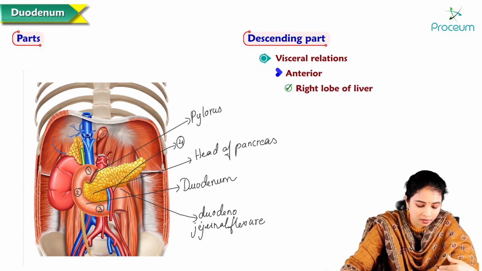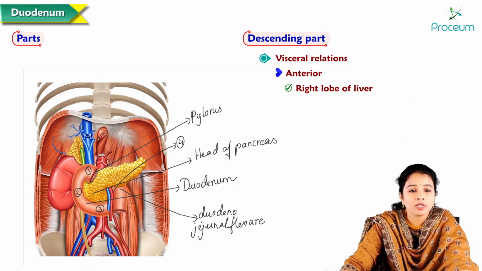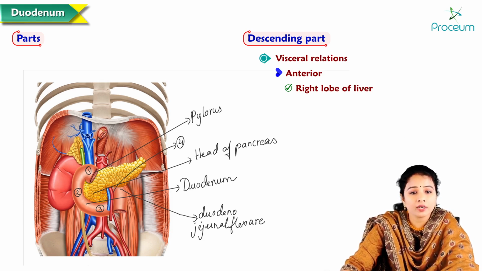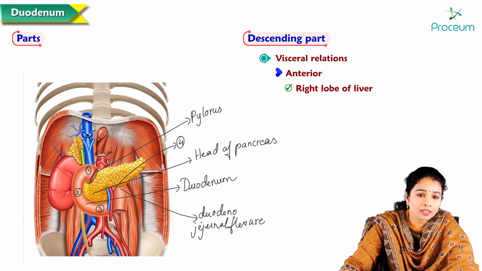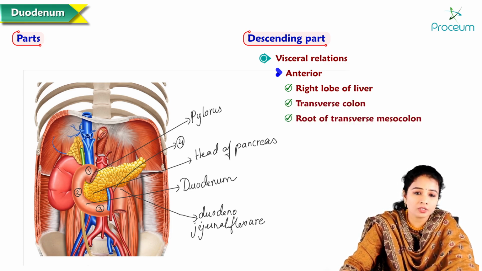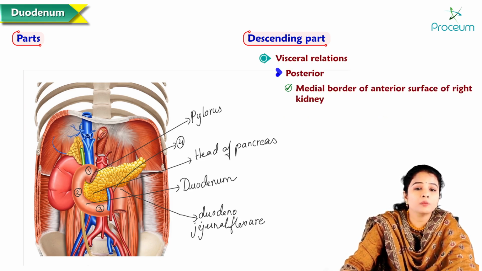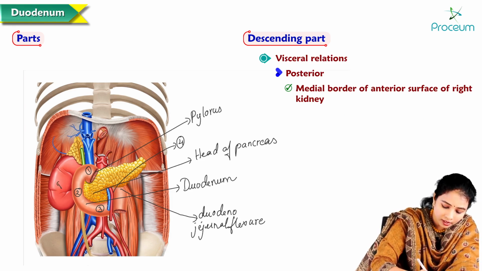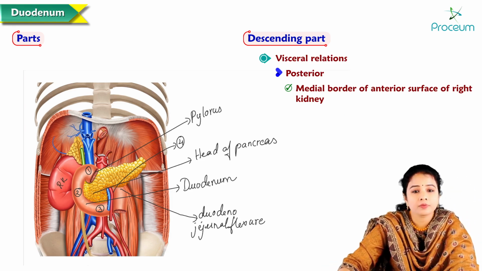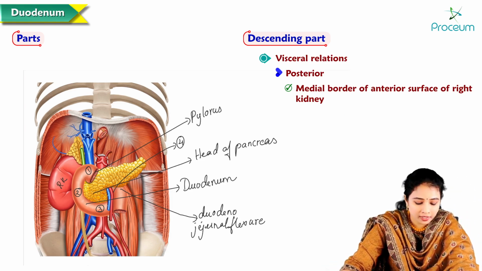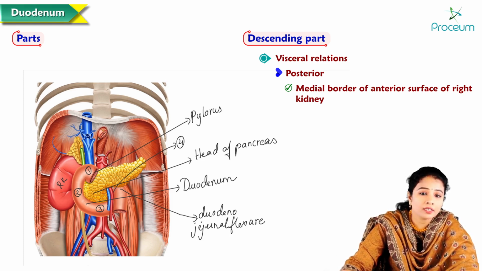So here the liver is removed. Anteriorly it is related to the right lobe of liver, and also to the transverse colon, root of transverse mesocolon and small intestine. Posteriorly it is related to the medial border of the anterior surface of the right kidney. So we can see the right kidney here. So the medial border of the right kidney, and it is posteriorly related to right renal vessels.